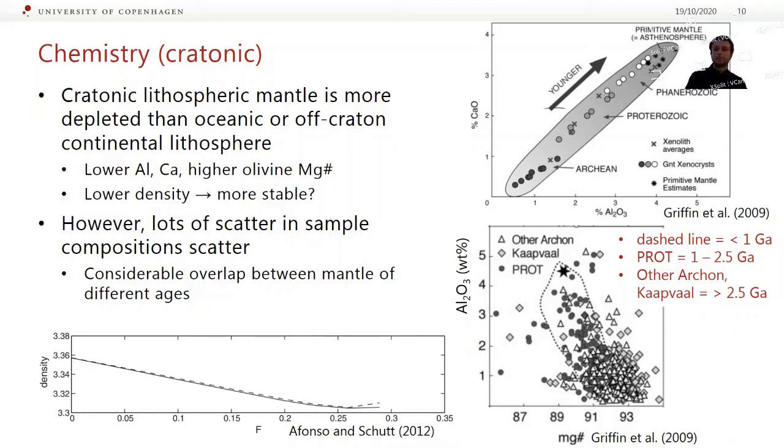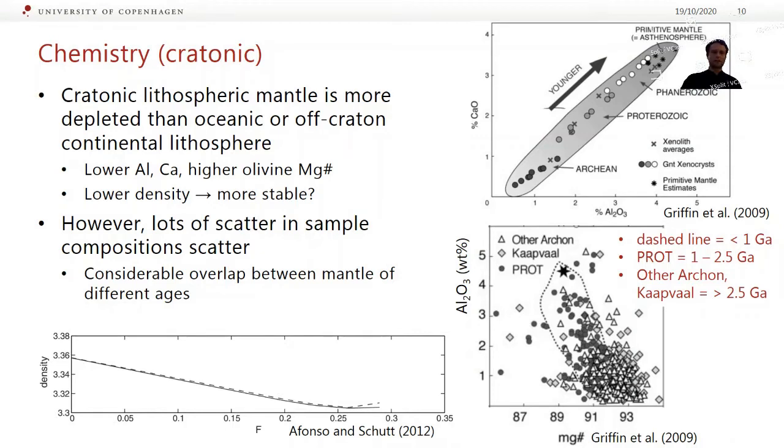The figure in the bottom right is from the same paper, just the aluminium percent against the average Mg number of the olivines. The dashed line marks lithosphere below crust that's less than 1 billion years old, the samples labeled Prot are Proterozoic, 1 to 2.5 billion years old, and the other Archon and Cratonic samples are mantle samples from beneath Archean crust. You can see there's actually a lot of scatter, and even though the Archean ones tend to be more depleted, they do overlap some of these younger ones as well.